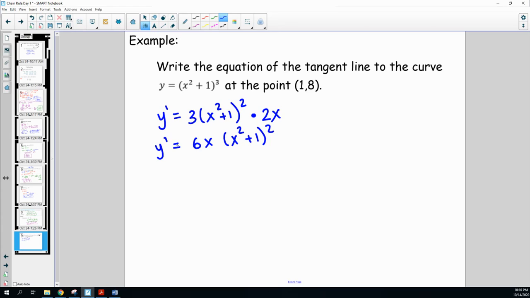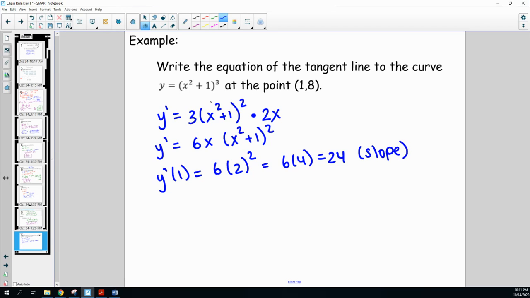So I end up with y prime is equal to 6x times x squared plus 1 squared. And now I'm going to find this at the point 1, 8. So I'm going to do y prime of 1 to find the slope at 1. So I'm going to plug that in. I'm going to get 6, and then I'm going to get 2 squared. So this is going to give me 6 times 4, which is 24. And that is going to be my slope.